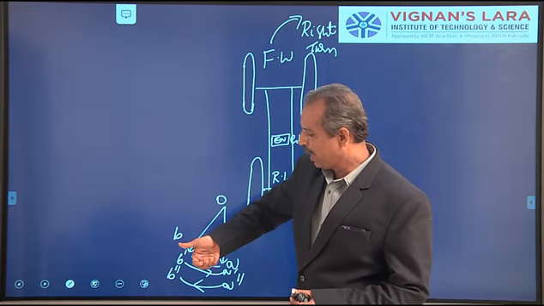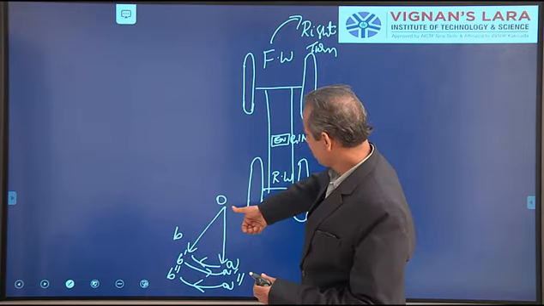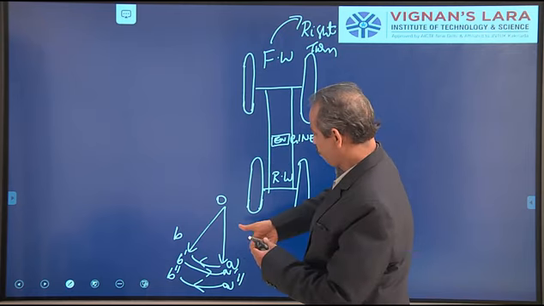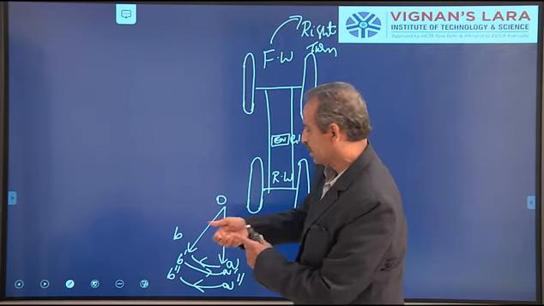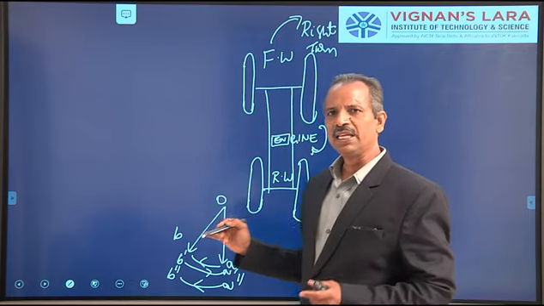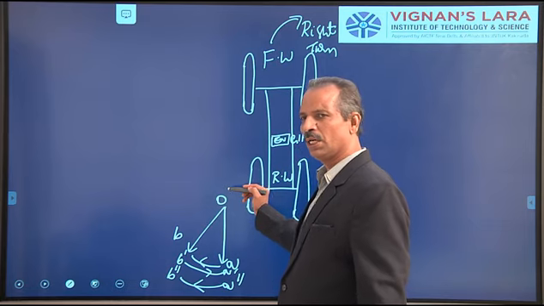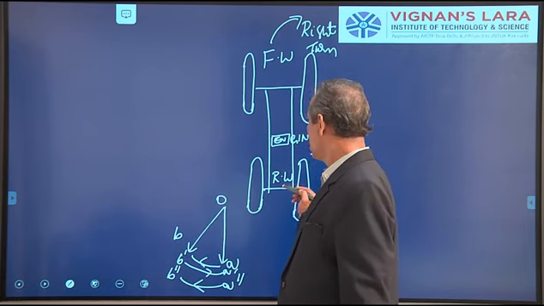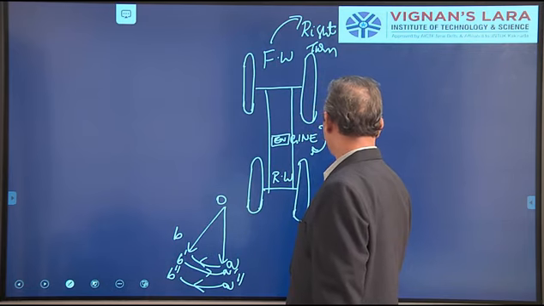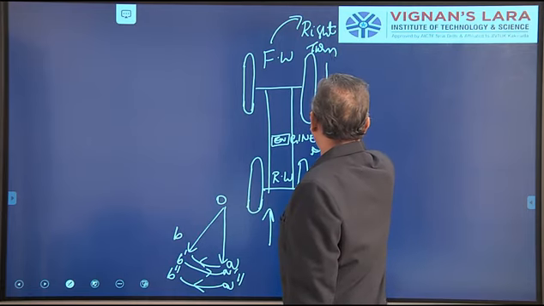If I apply a force like this, these four fingers are giving a movement like this. This movement will cause reaction on the rear wheels upward, and front wheels downward.